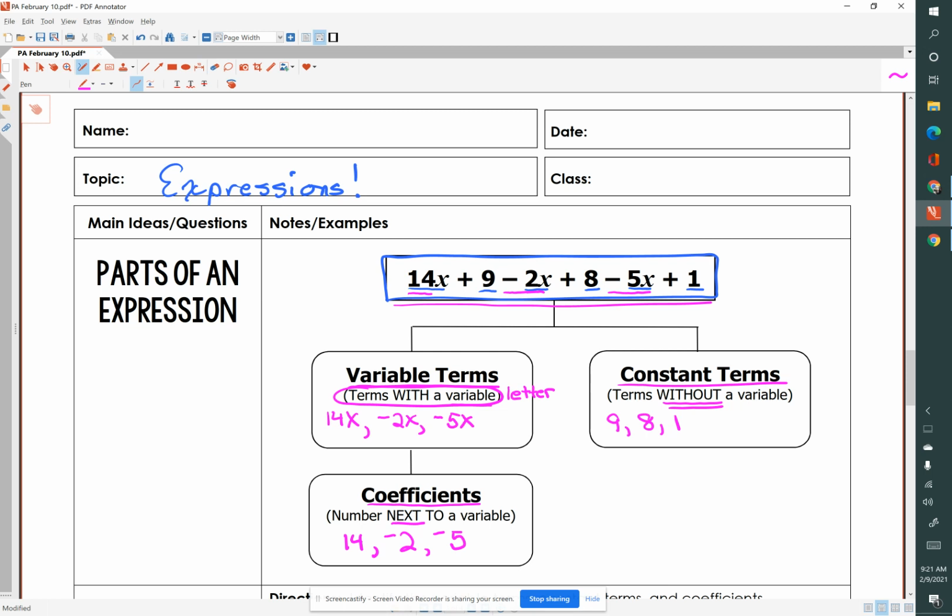Okay, super important. What separates terms in an expression or equation? Well, let's get our highlighter ready. If I look at this big expression here, I see 1, 2, 3, 4, 5, 6 terms, which leads me to an all-important point. Terms are separated by addition and subtraction.